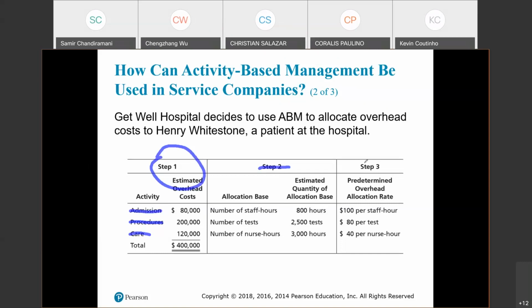So, in step 3, the hospital could determine the predetermined overhead allocation rates using the estimates in step 1 divided by the estimates in step 2. So it gets $100 for admission per each staff hour, $80 per test for procedures, and $40 per nurse hour for care.